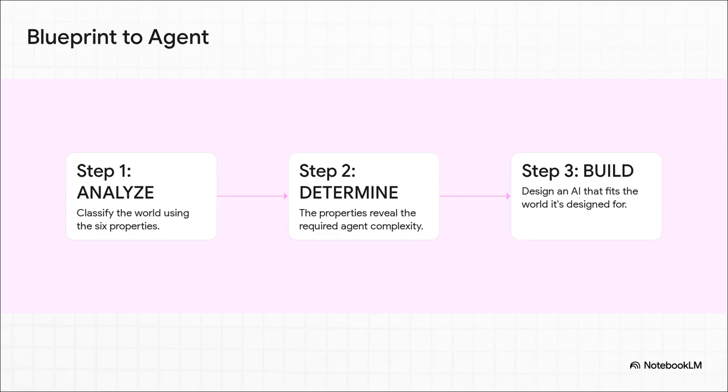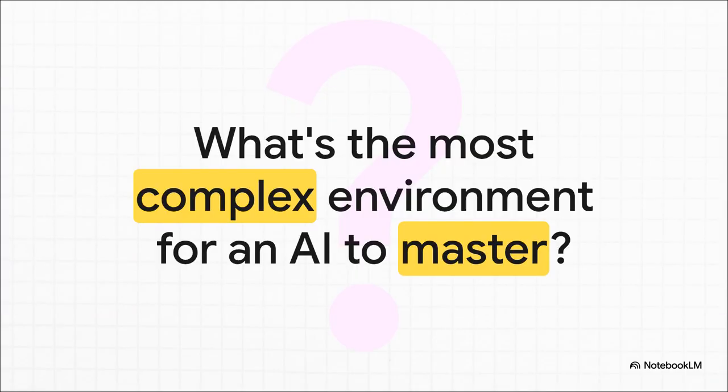So for example, a simple puzzle world, fully observable, single agent, static, that probably only needs a pretty simple agent. But something like real-world driving, oh man, that's partially observable, multi-agent, stochastic, dynamic, and continuous. That environment demands an incredibly sophisticated agent, one that can build a model of its world, plan way ahead, and never stop learning. This whole framework gives us a really powerful lens for looking at the frontiers of AI.